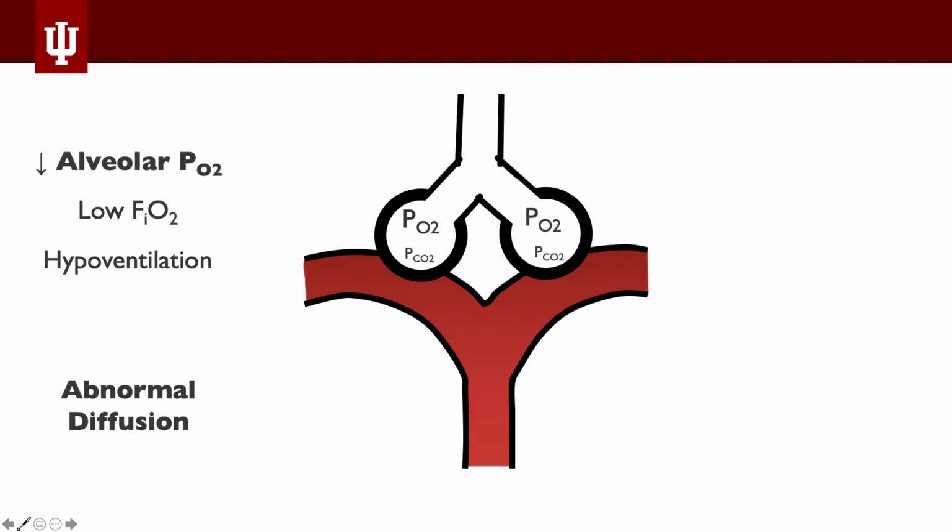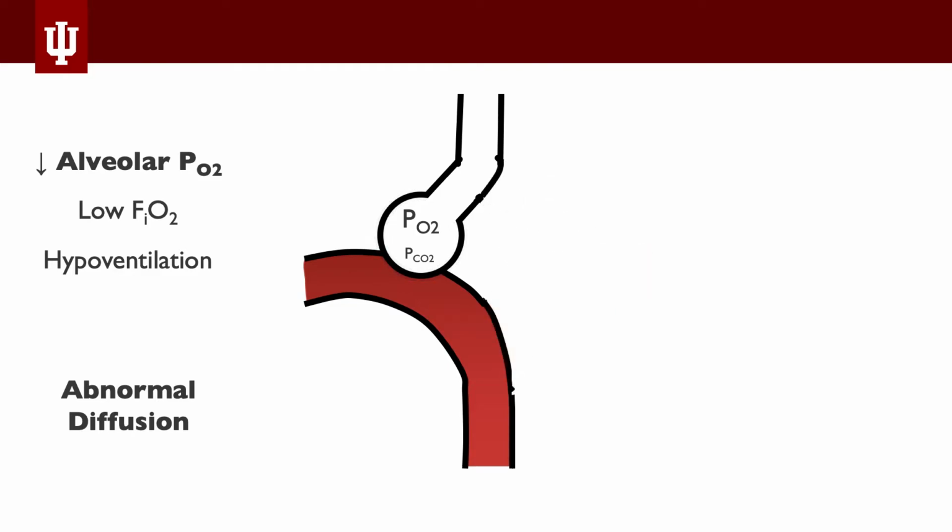The other reason that we can have poor diffusion is not necessarily because of thickened interstitium itself, but we can have low diffusion because we don't have as much surface area. So if we are losing alveoli because of a loss of surface area, so we don't have an alveolus over here, then we will have reduced diffusion. This is what happens in emphysema. In emphysema, we actually have destruction of lung units, usually from smoking, and that causes poor diffusion.